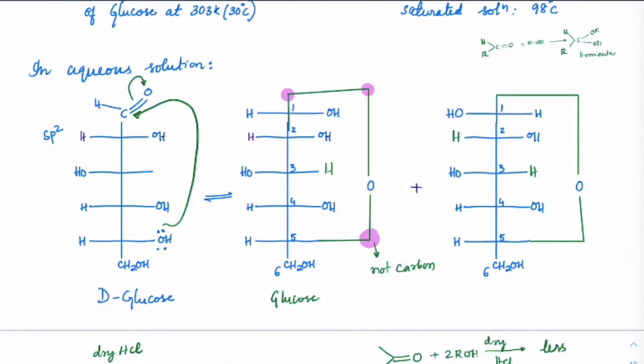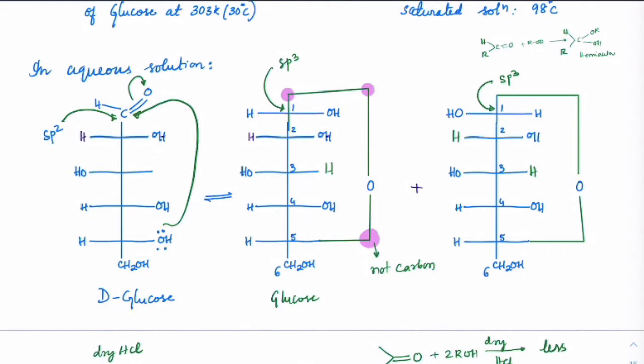And on this cyclic glucose, this is the carbon 1, which is now sp3 carbon. This is also carbon 1, which is sp3 carbon now. Earlier, before the bonding, it was sp2. After the bonding is done, it has become sp3 carbon. So that carbon has an OR and OH group, which means this is a hemiacetal carbon, and this is also a hemiacetal carbon, OR and OH group. So that is hemiacetal carbon.